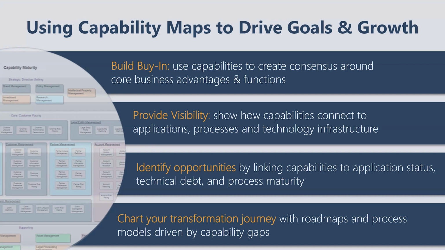The other key reason for capability mapping is also to identify opportunities. So this could be maturity of capabilities and processes. This could be used for calculating technical debt. So we'll touch on this a bit more later on. And it could also be used for linking to things like an application status so that we can understand the overall future roadmap for our capabilities. And finally, something that hopefully most organizations are doing is some sort of form of transformation journey.